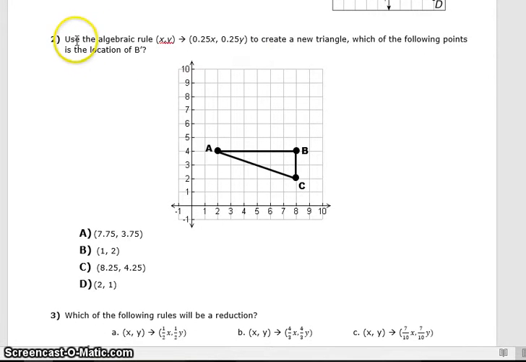Number 2. Use this algebraic rule: xy becomes 0.25x, 0.25y to create a new triangle. Which of the following points is the location of B prime? We have A, B, C. What will be B prime using the rule 0.25x, 0.25y?